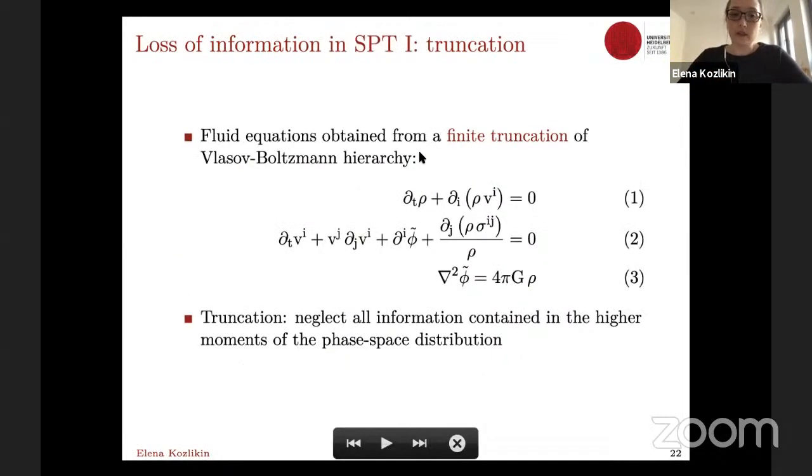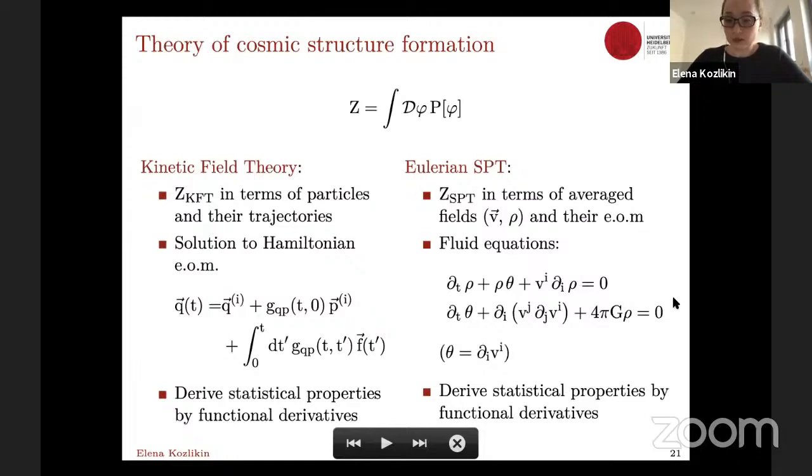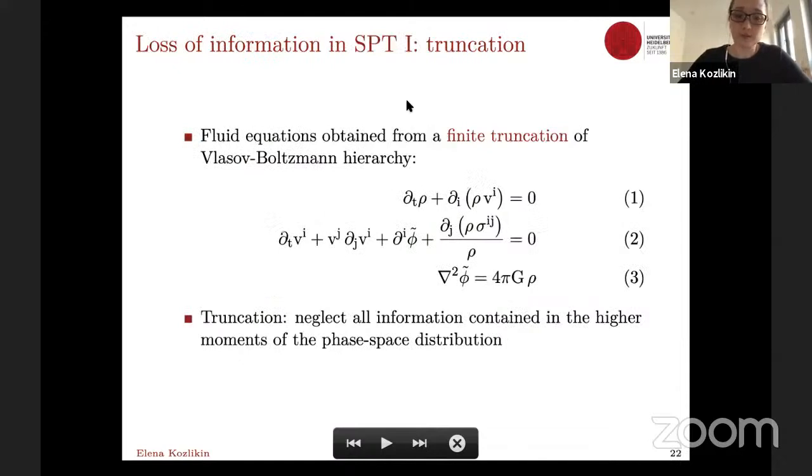Right. So we're going to use the fluid equations, and I would just now show what happens even before we compare the two approaches. On this level where we use the fluid equations, part of the information is already lost as soon as we use the fluid equations in the SPT formalism. The first step where information is lost is if we start with the Vlasov-Boltzmann hierarchy that contains all the information about a particle ensemble.